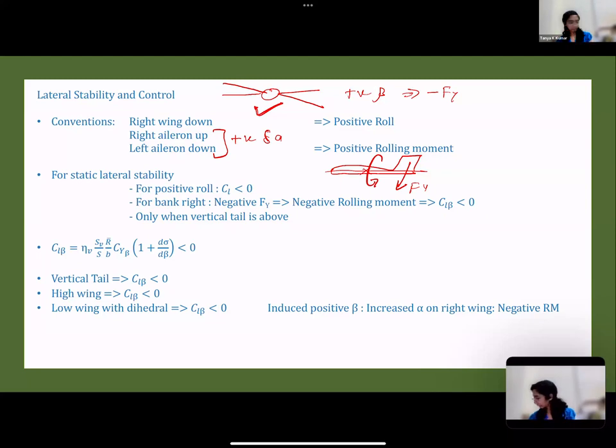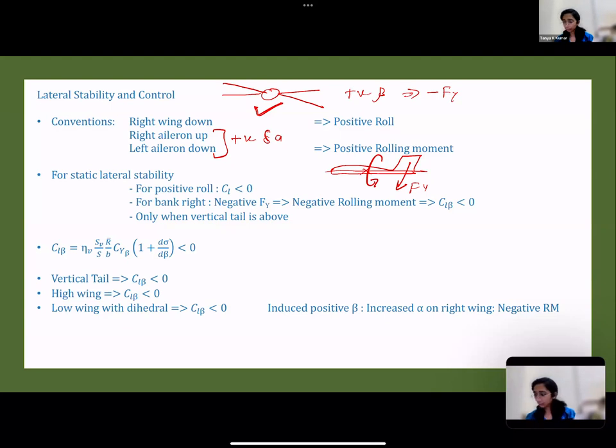Let me try again. If this is your aircraft, is this phone visible? Yes, okay. If this is your aircraft and this is your vertical tail, because of a positive beta, you have a force in this direction, my pointer finger. Now when this force acts, and your CG is on your aircraft, the force is acting in this direction. So it will produce an anti-clockwise motion, which will rotate the aircraft. Is that clear?